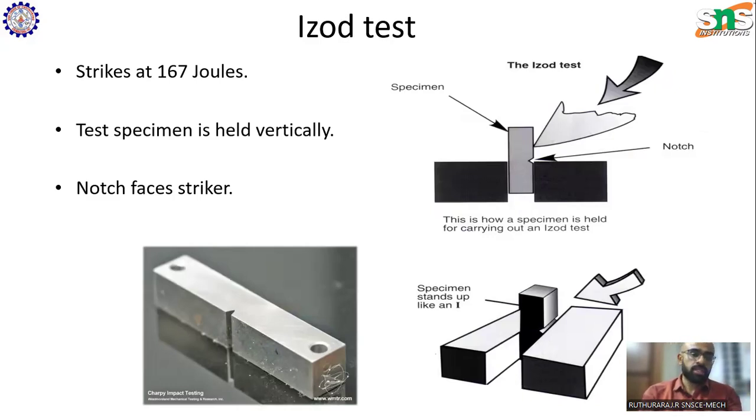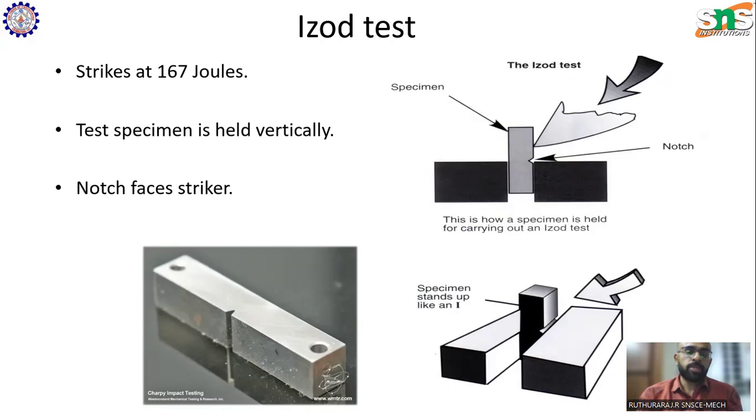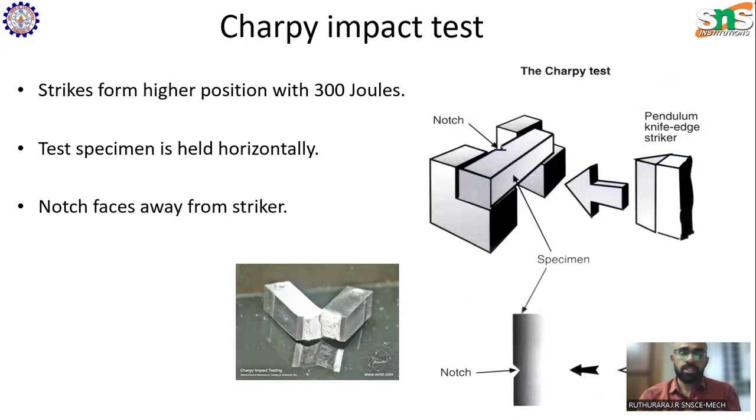There are two major types of testing process. One is the impact Izod test, another one is the impact Charpy test. The major difference between both is that in the Izod test, the workpiece is kept in a vertical position. In the Charpy test, the workpiece is held in a horizontal position, and also the striking force differs: the Izod test has a striking force of 167 joules, whereas the Charpy test has a load of 300 joules.